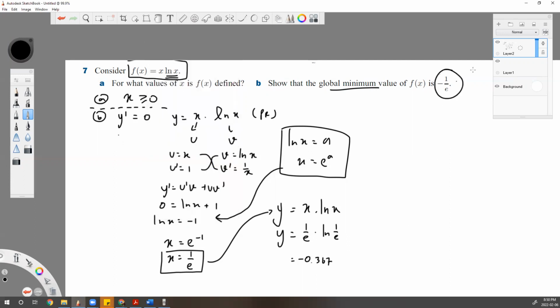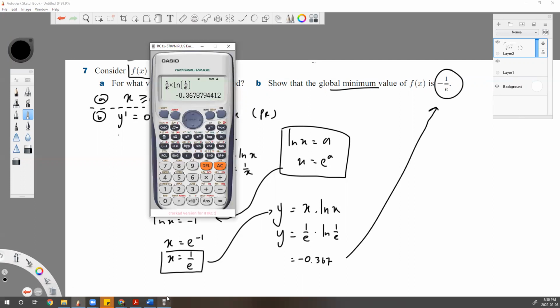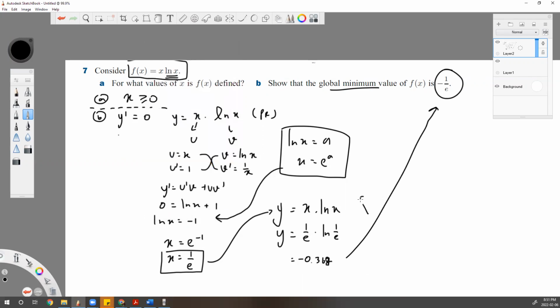Okay, it's not the same, right? If it is not the same, you can try to prove. -1 over e is equal to this. See, it's the same, right? It's 0.368, yeah. Proven. -0.368 also. Okay, this is the global minimum.